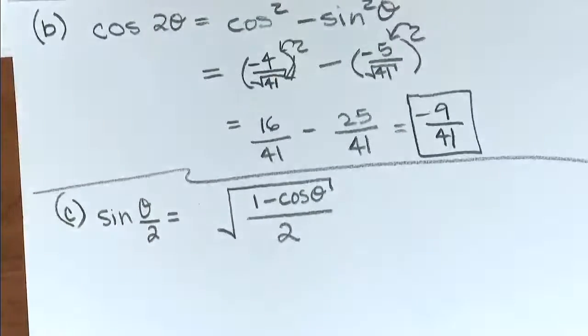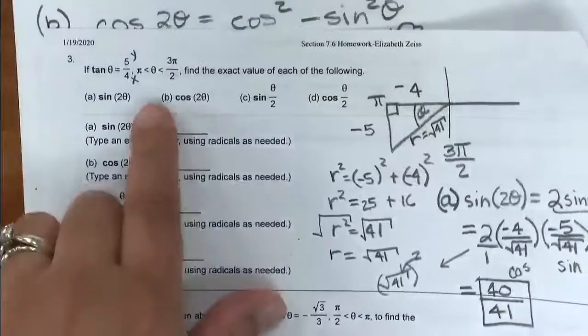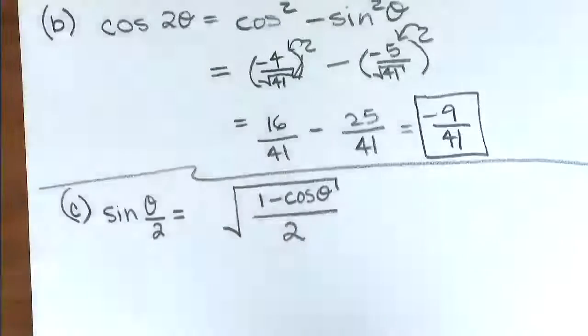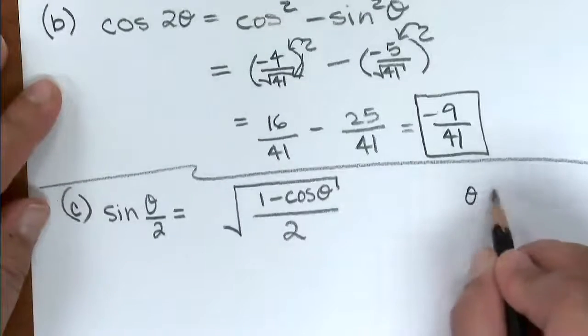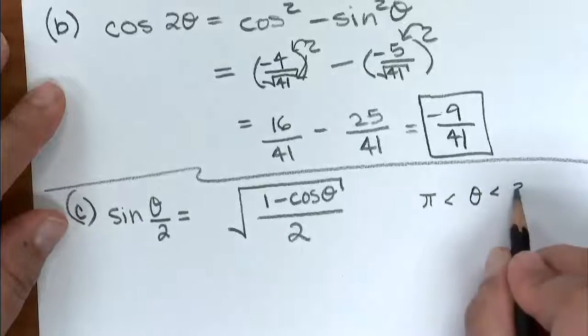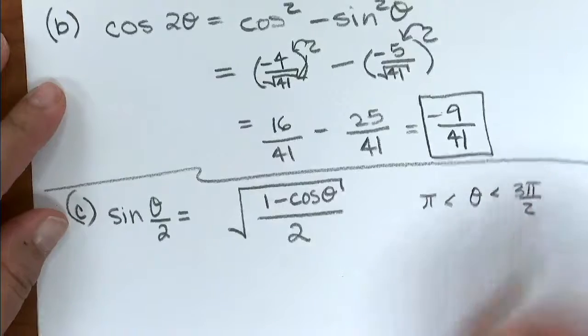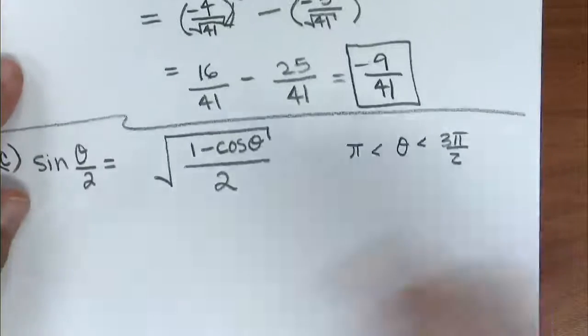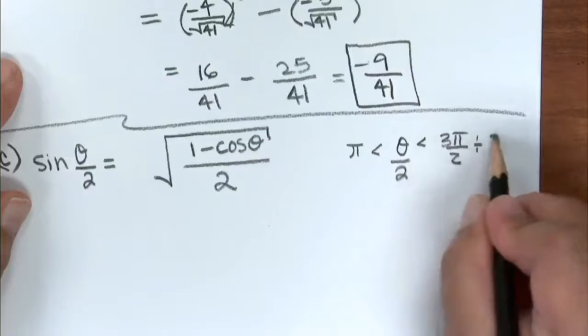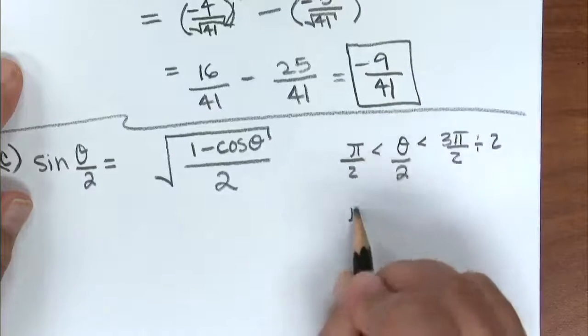Okay, so the plus or minus thing. Let's go to the restrictions that came with the original problem. This one said that theta is supposed to be between pi and 3 pi over 2. Let's copy that. Theta is supposed to be between pi and 3 pi over 2. But we really want to know where half a theta is. So cut this in half, as well as this and this.